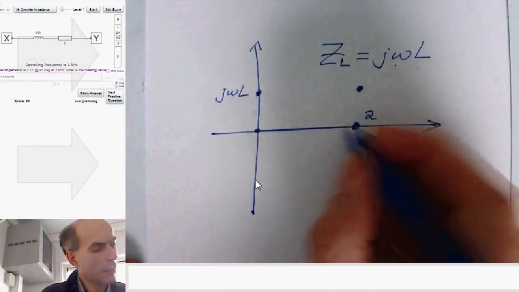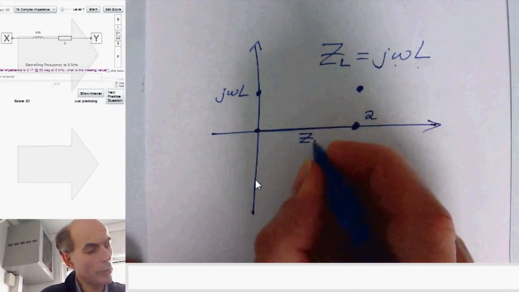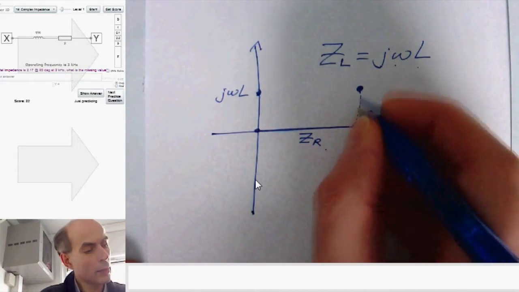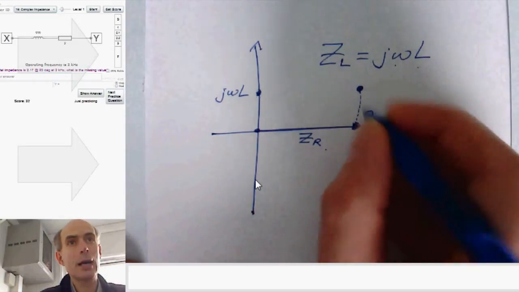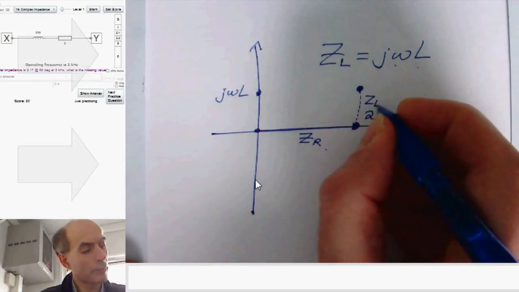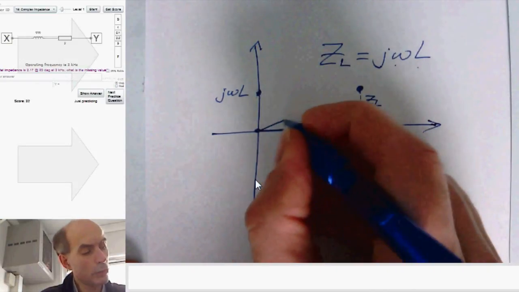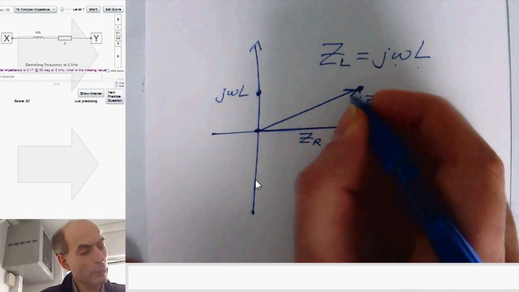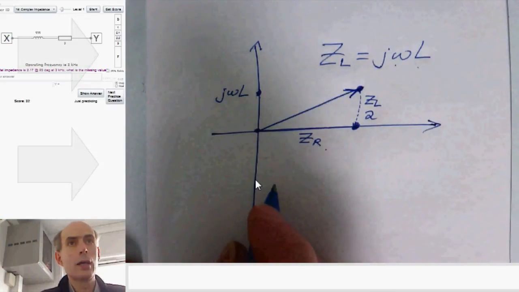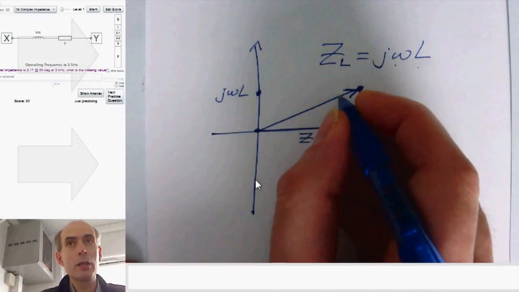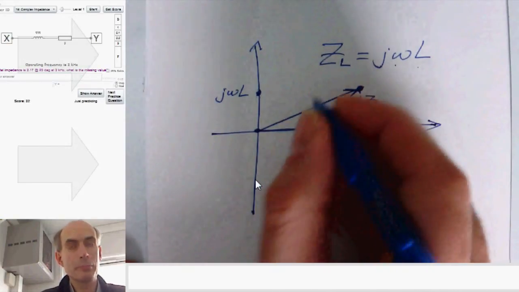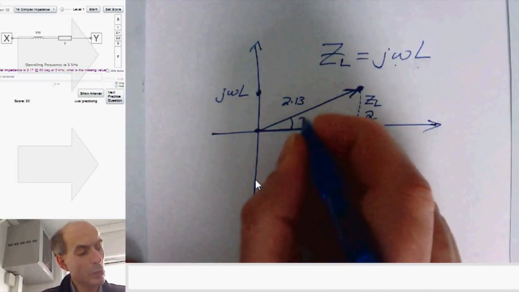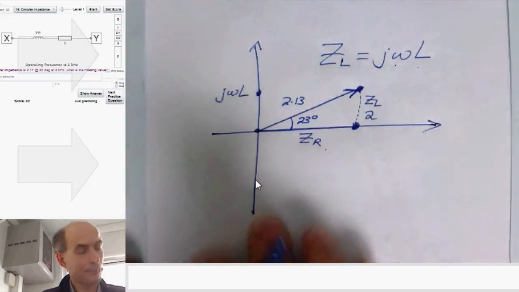Now, I've got the impedance of the resistor here. I've got the impedance of the inductor adding onto it here. The total impedance is the vector sum of these individual impedances. And we are told that this is 2.13 ohms at an angle of 23 degrees.